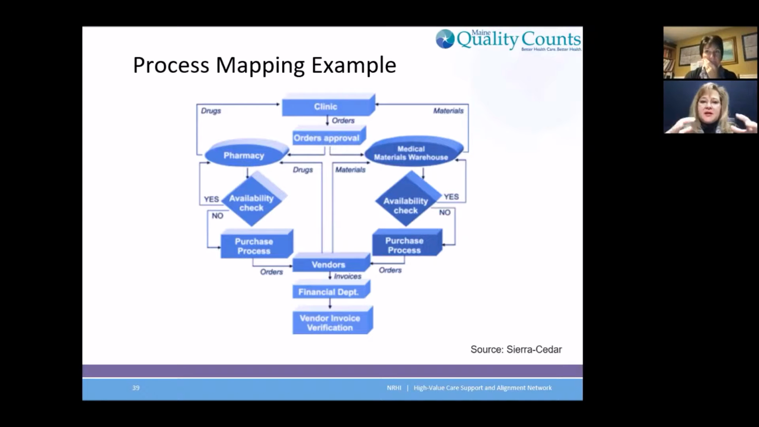So you can see that these all fall into place. The orders are approved. For example, we'll go to the medical warehouse. Do they have these things available? Yes, they do. Then those things are going to go back to the clinic. No, they don't. Then there's a purchase process in place. They have to reach out to vendors, et cetera, as you can see here. So it really maps those processes, and they did it with two things, materials and pharmacy and drugs.